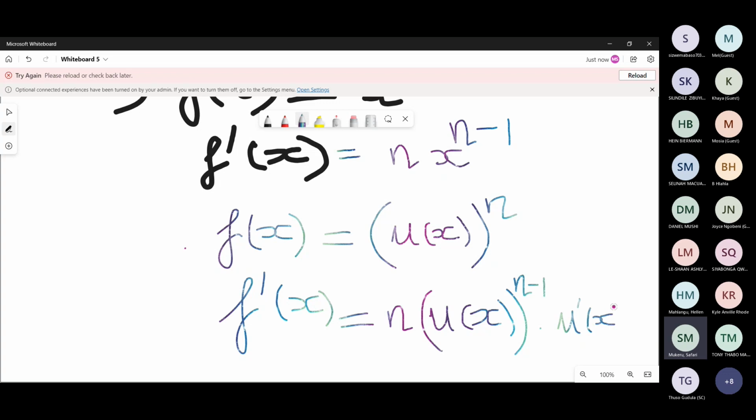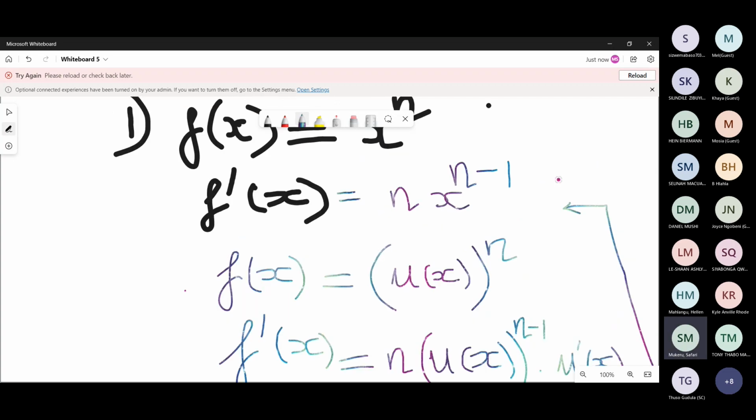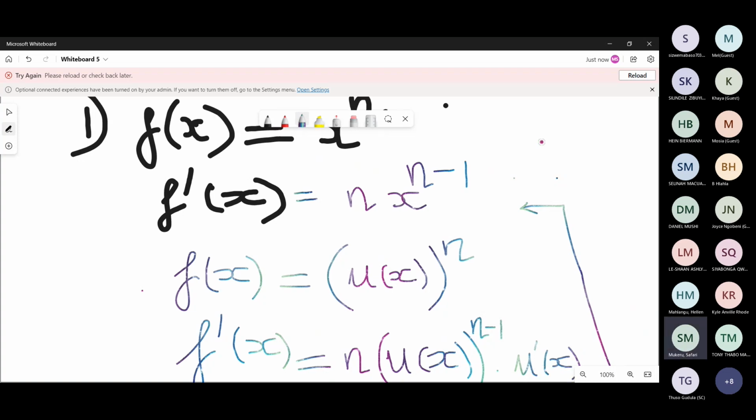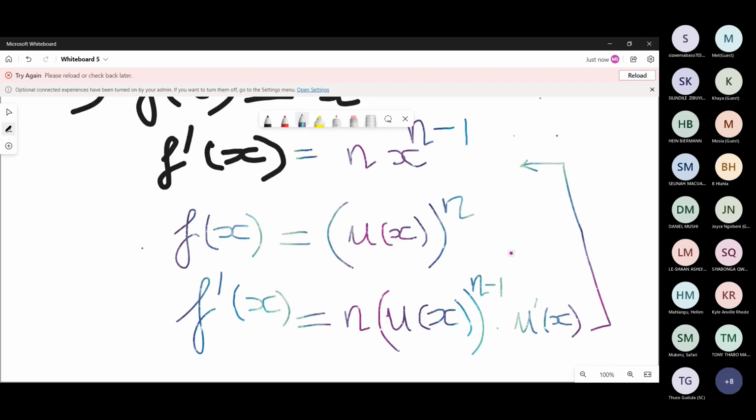Does this make sense? Compare then with the previous, the chain rule. What is missing there? Here we have n. Can you see everything on the board? We have n times x to the n minus 1. Nothing is missing, basically. This is an important formula.